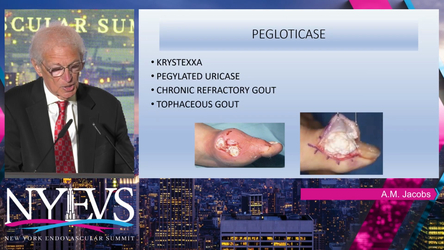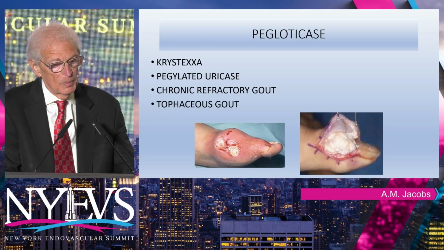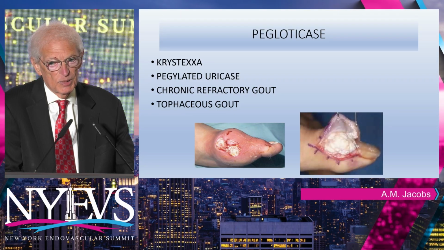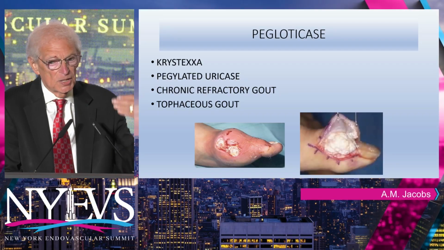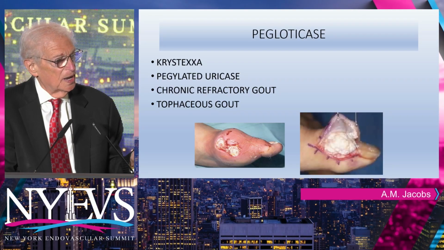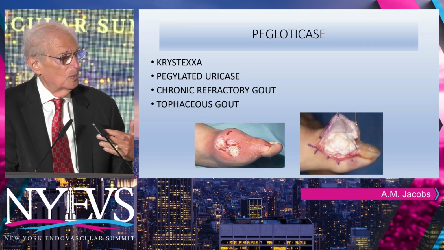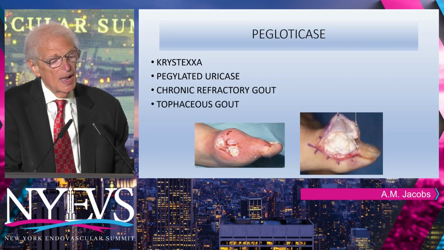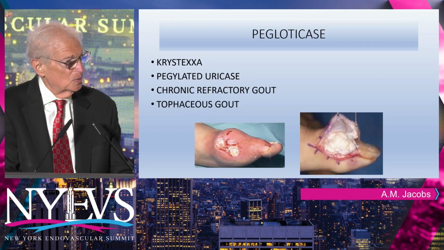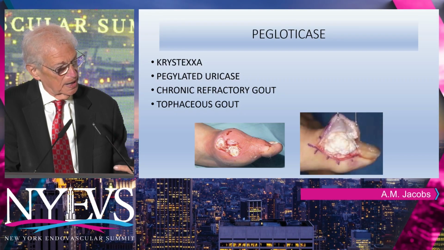Lastly, a couple new drugs that are out there. You're being marketed now by this drug, which is pegloticase, whose trade name is Krystexxa. It's basically uricase that's pegylated because our bodies don't make uricase. That's why we have gout. We're one of the few animals that can't break down uric acid. If you try to give a patient uricase, they'll have an anaphylactic reaction to it. So you pegylate it so the patient can't react to it.